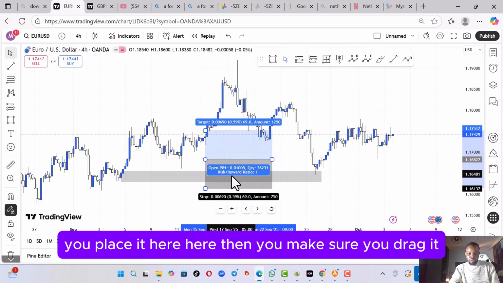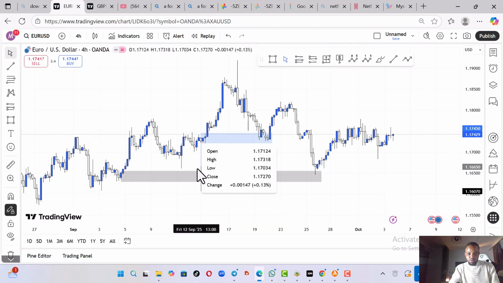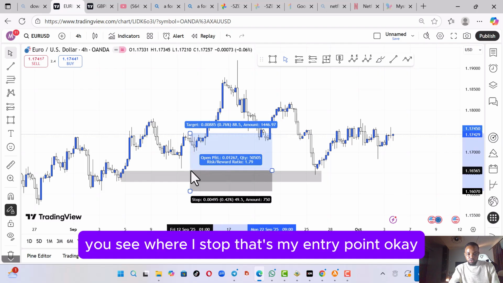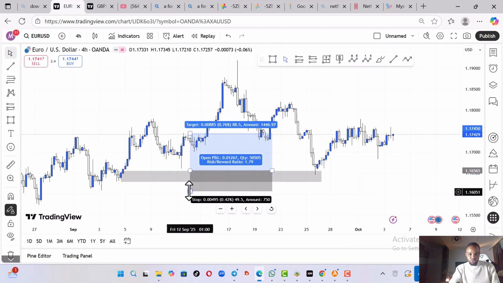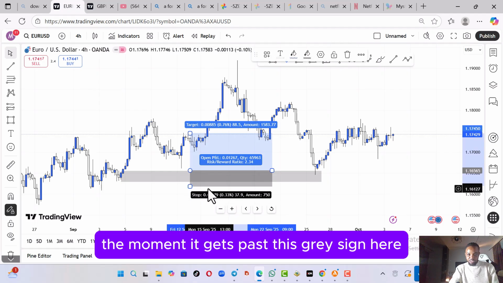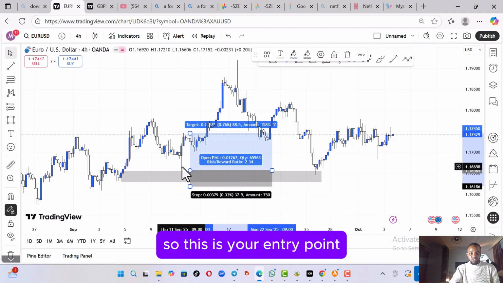Then you make sure you drag it. You see where I stop? That's my entry point. Okay, and below is my stop loss. You understand? This is my stop loss. The moment it gets past this gray sign here, I've hit my stop loss. You get my point? So this is your entry point.